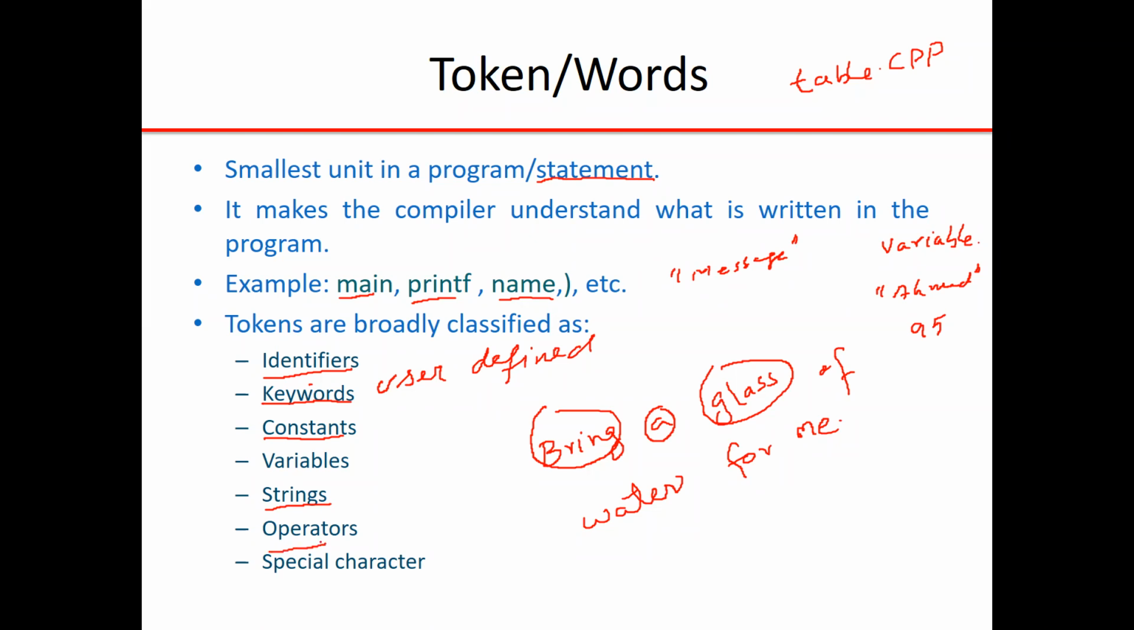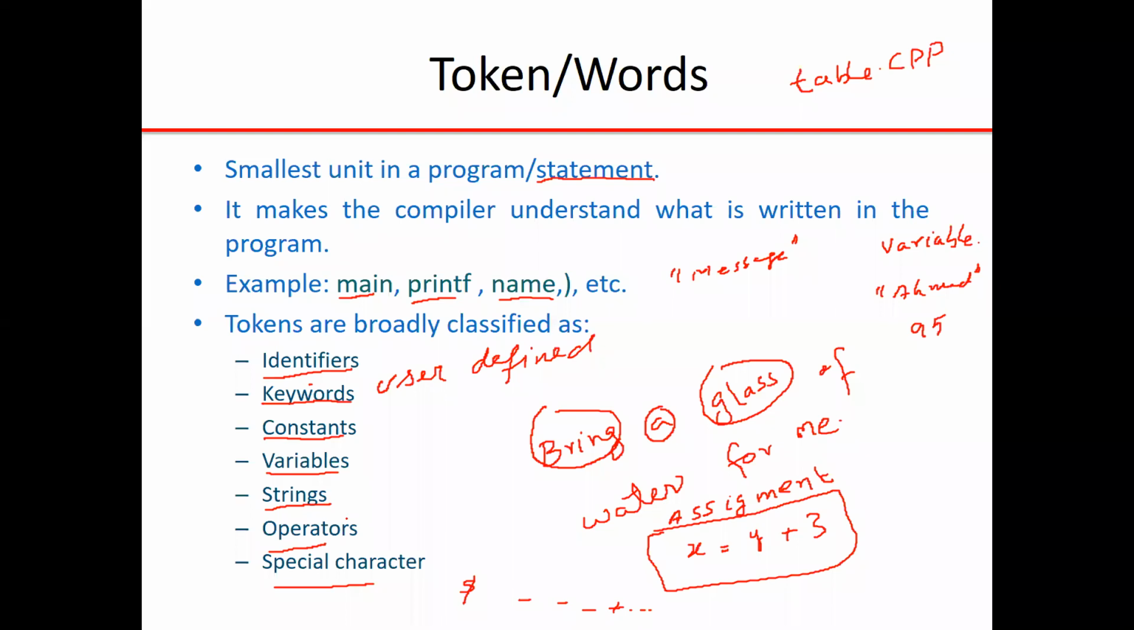And what are the other things? Operators. Suppose I am writing x is equal to y plus 3. Here x is a variable or a keyword? Sorry, it is not a keyword, it is my user defined word. X is a variable, y is also a variable, 3 is a constant. And this complete line is called a sentence, which is called a statement. And this statement is called an assignment statement because there are several types of statements. This is called an assignment operator or statement. What is an assignment statement? An assignment statement assigns the value of the right hand side to the variable on the left hand side. Then we have some special characters like dollar sign, underscore, comma, hyphen, plus, minus. So these are the special characters.